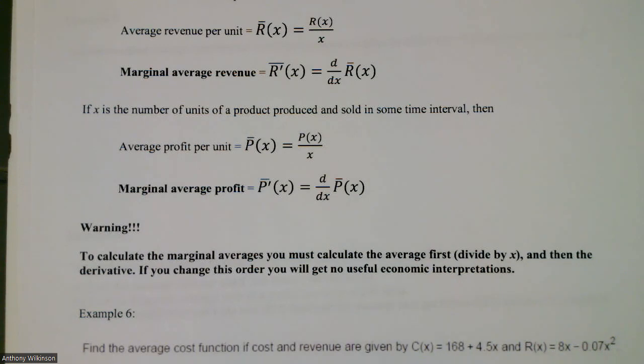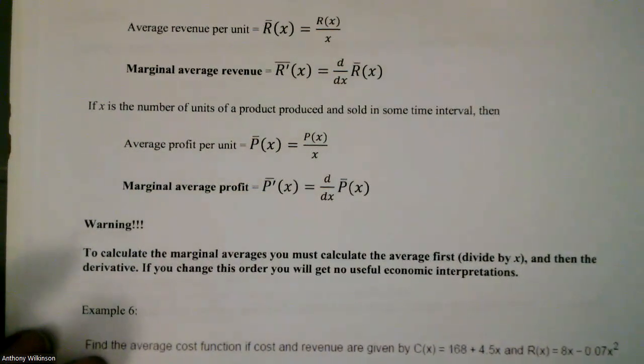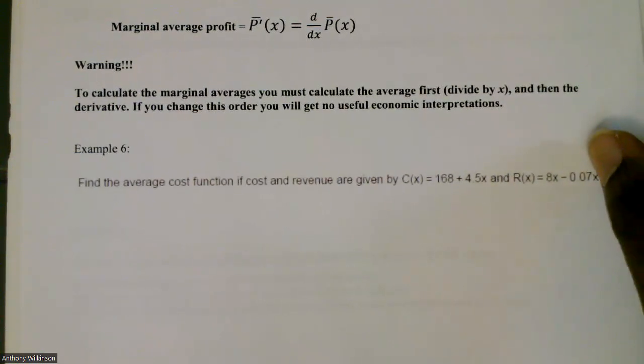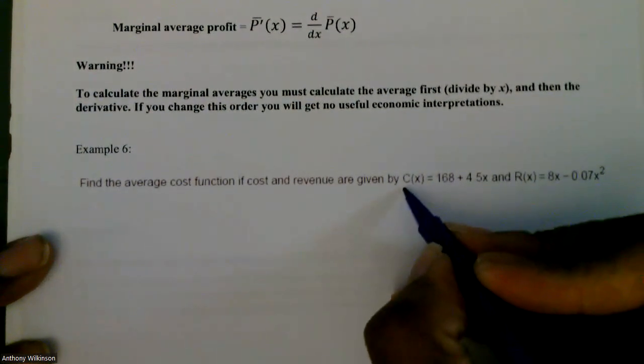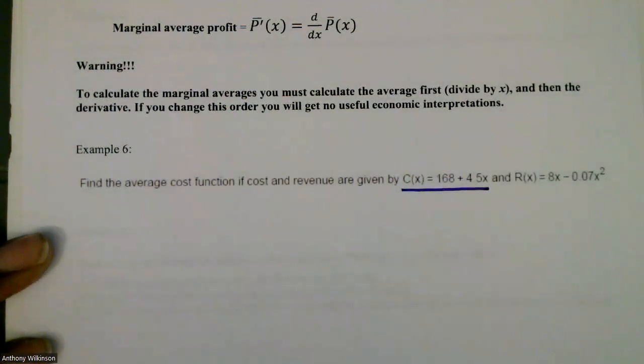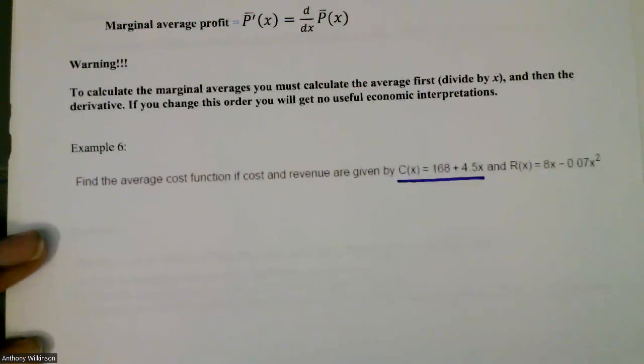All right, take a look at example 6, just to show you what I mean here. Let's say I want to find the average cost if cost and revenue are given by C of x is equal to 168 plus 4.5x and R of x is equal to 8x minus 0.07x squared. Now you're told to find the average cost function. So the only thing we're going to be focusing on is your cost function, C of x is equal to 168 plus 4.5x.